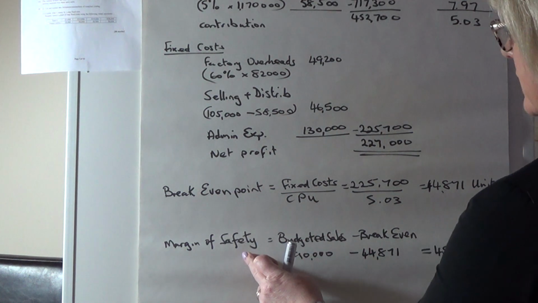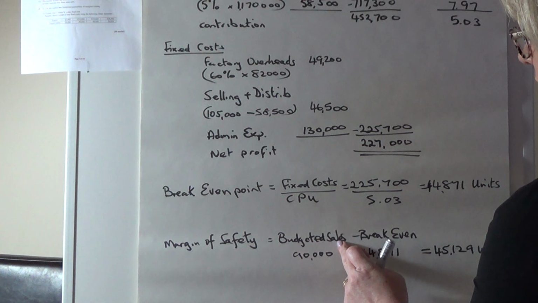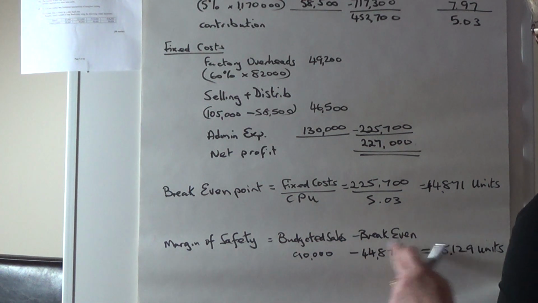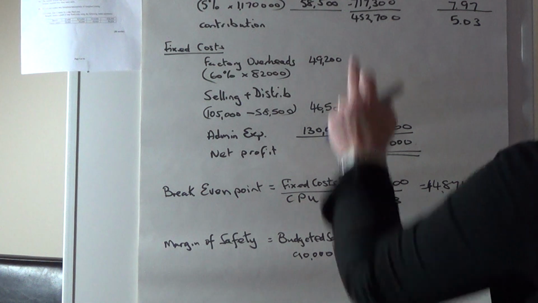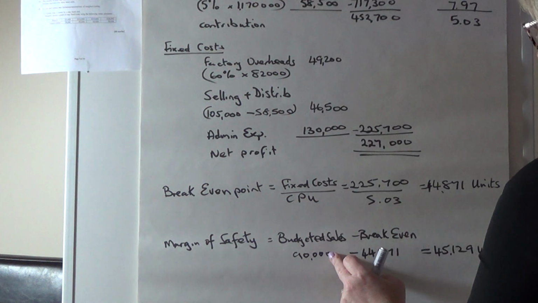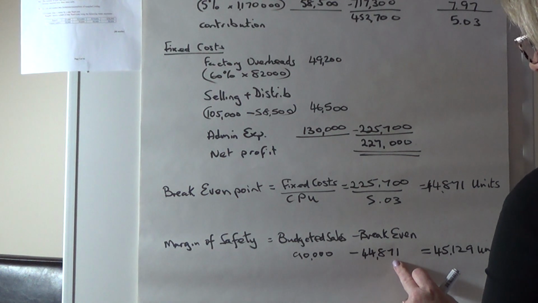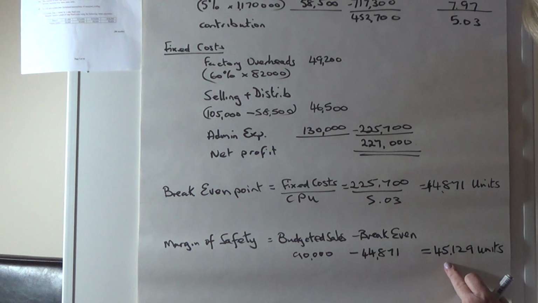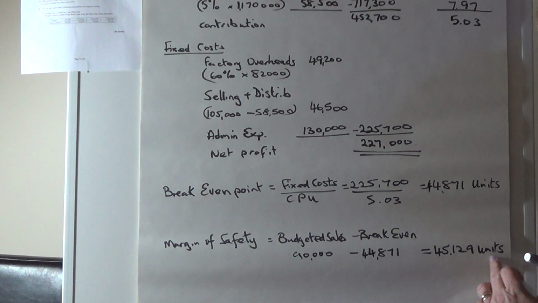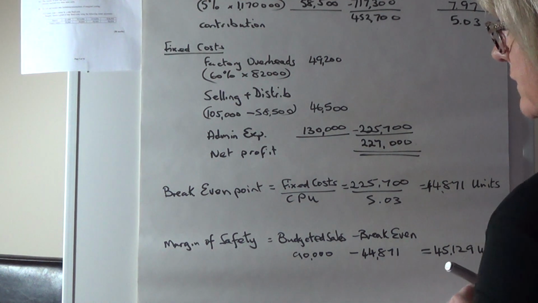The margin of safety then is your total budgeted sales minus your break even. So we're budgeting on selling 90,000 units. Our break even in units is 44,871. So the difference between the two of those is our margin of safety. So 45,129 units is our margin of safety there.